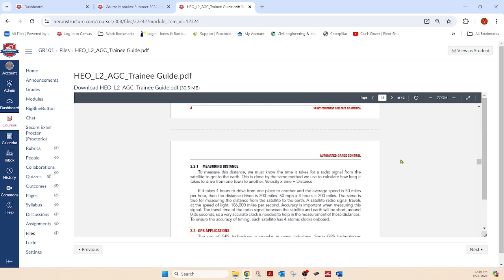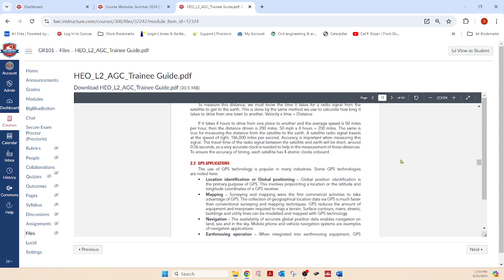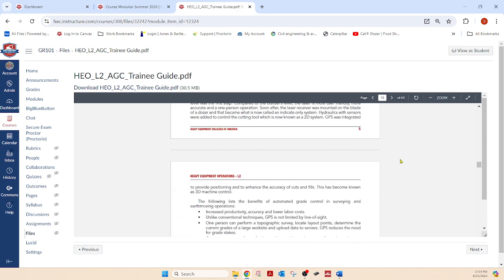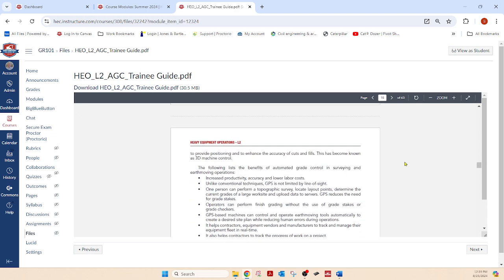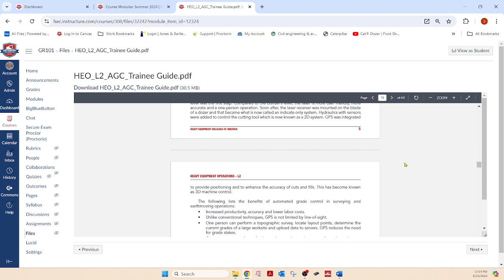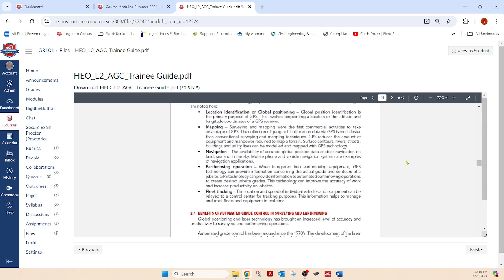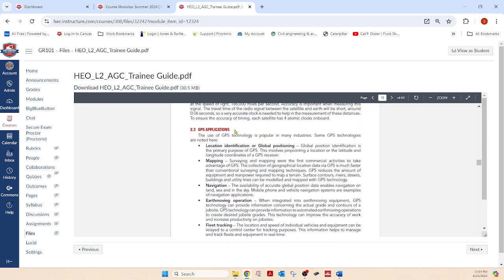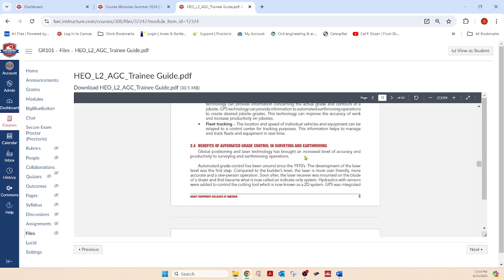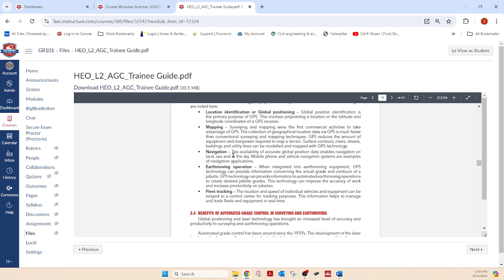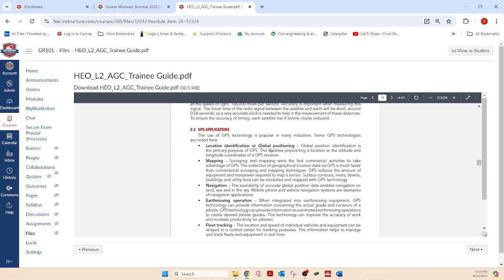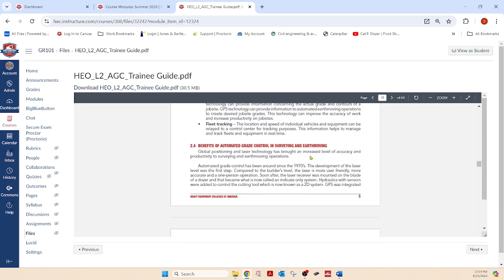So what are some applications? Well, to get to the applications, we're just going to have to go to page 5, I think. Components and how they work, that's going to be important. Here are some applications right here, found on page 5. Look at all of that. Obviously earth moving, navigation, mapping, location, our global position. There's a few applications right there.